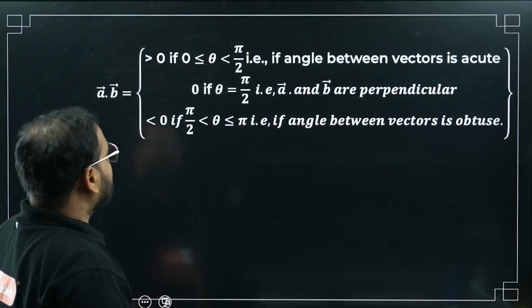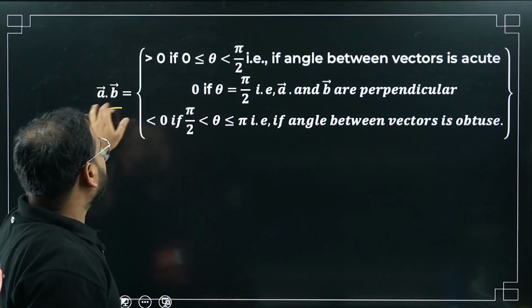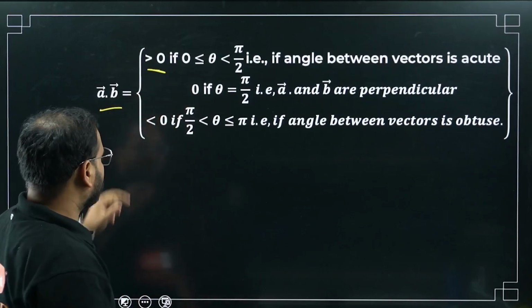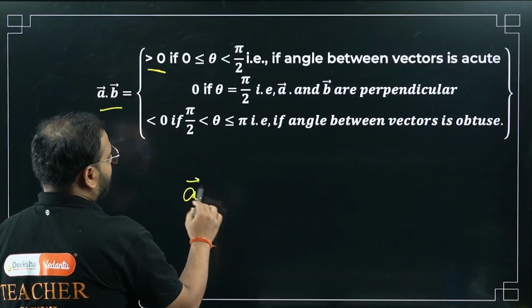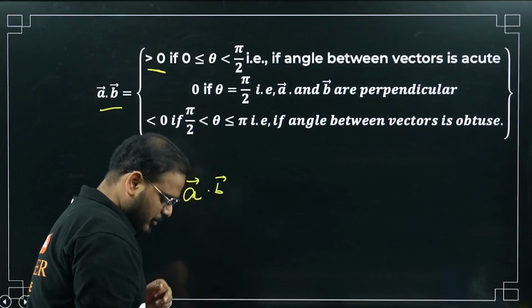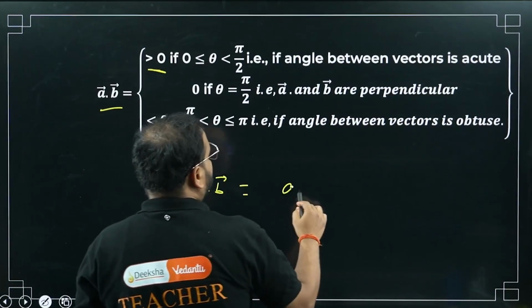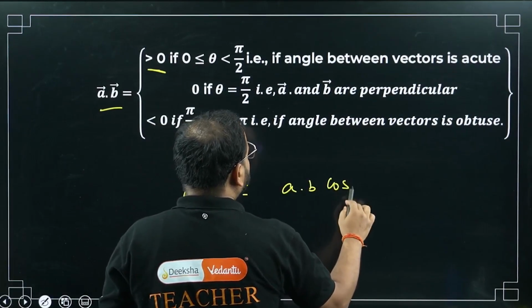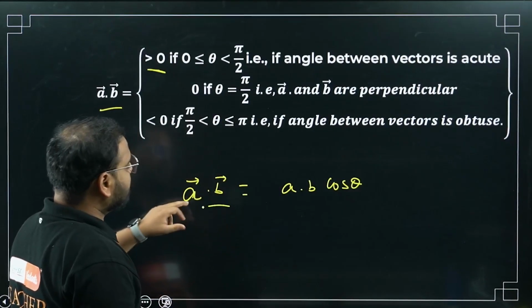Now a summary of this. Dot product will be positive. Think about it. What is the dot product? The dot product of two vectors is going to be A B cos theta. So this will be positive.